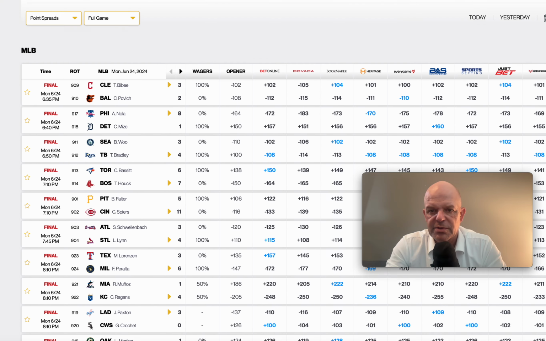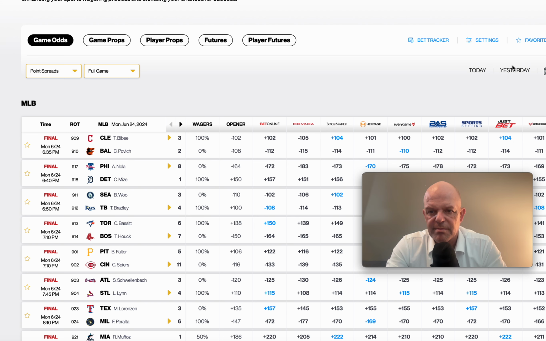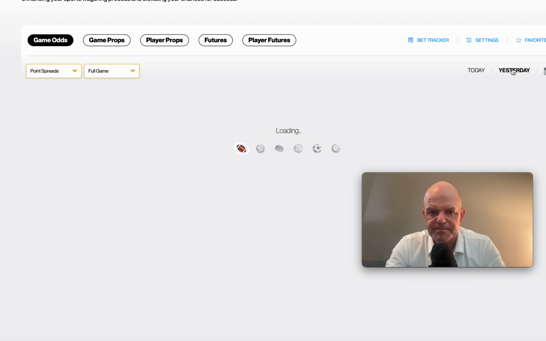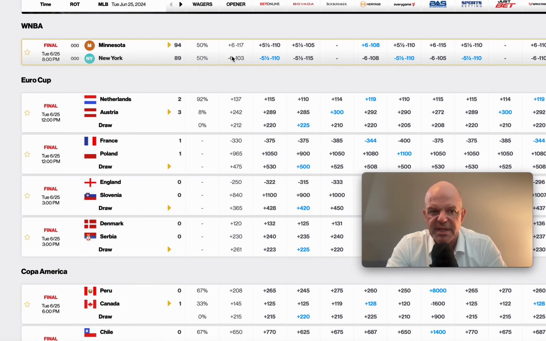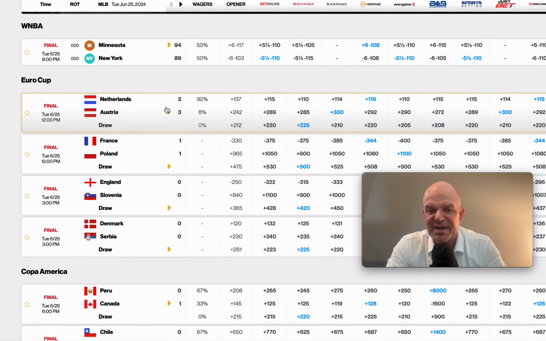Now, let's go to the next match, which was yesterday. Netherlands and Austria, real close match, right? 2-3. Austria wins that one. And they were plus 300 dogs, and Netherlands were plus 114. Again, the way that I handicap, that's a 50-50 game. So in this particular case, the dog would be Austria, and that would be the team that I would play.